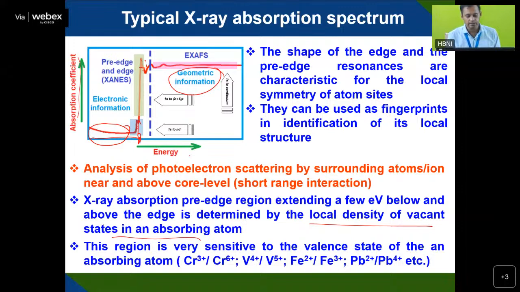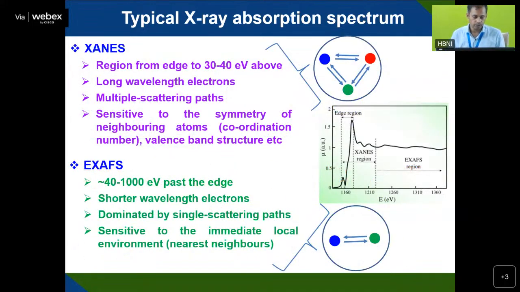The region is very sensitive to the valence state. You are able to identify the oxidation state, like chromium +3 or +6, or iron +2 or +3. This oxidation state, the valence state, you can identify by using X-ray absorption spectroscopy. So as I told, the XANES and EXAFS.